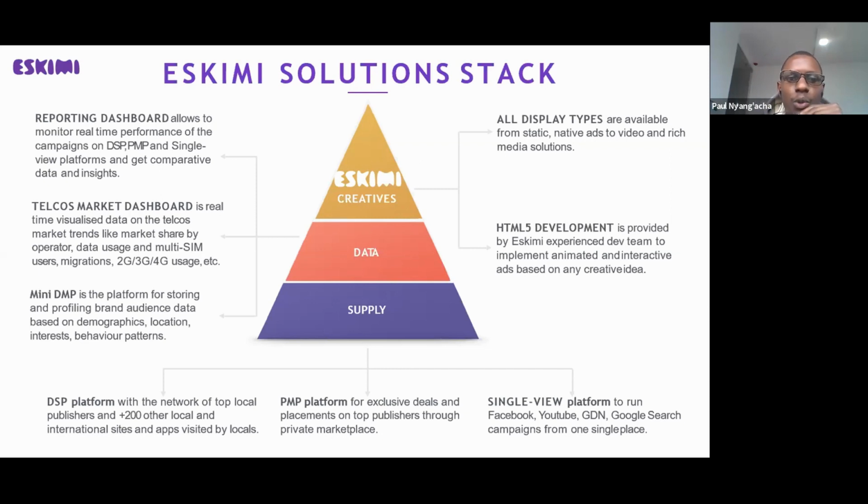The DSP platform also has a network of top local publishers and more than 200 other local and international sites and apps visited by the locals. The private marketplace has exclusive deals and placement on top publishers. The good thing about Eskimi DSP is that we also have a single view platform. This means that you can run your ads on Facebook, YouTube, Google GDN, and Google search campaigns from one single place. This gives you a wider reach. For the marketer, this is very accurate because you'll be able to reach a wider audience.